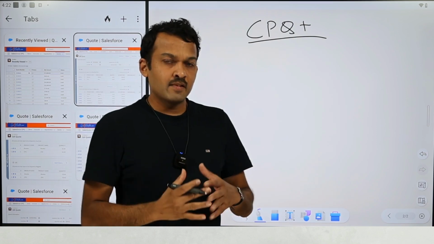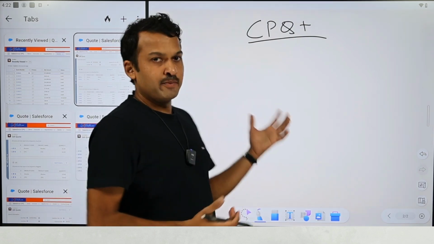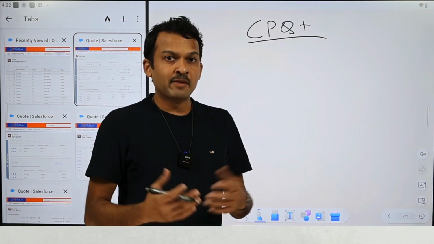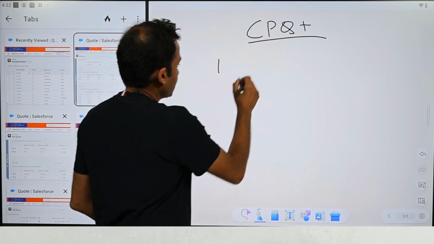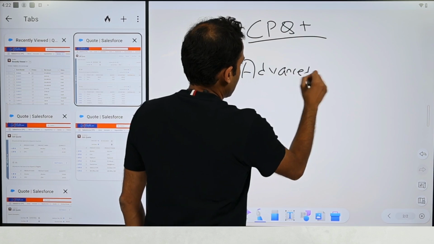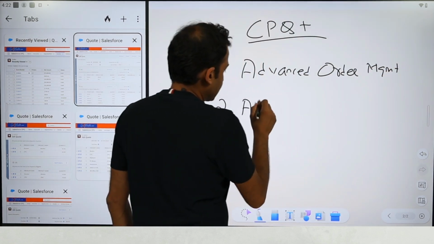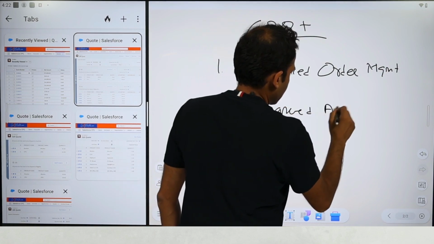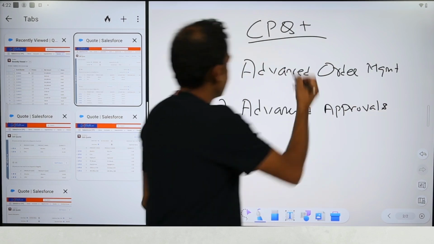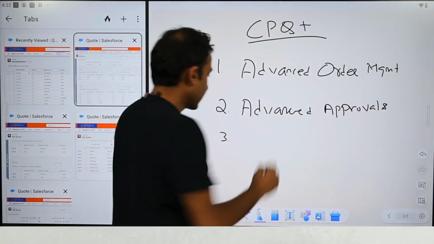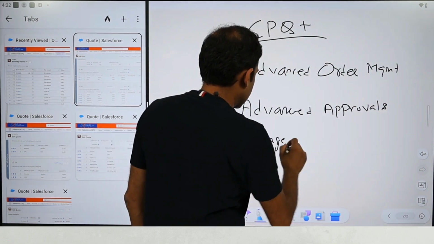So there are a few features that come extra as part of the CPQ Plus which are not available in CPQ. A couple of them that stand out are basically the advanced order management and advanced approvals. Okay. CPQ Plus also supports quoting usage-based products, but today we will just discuss the first two topics.